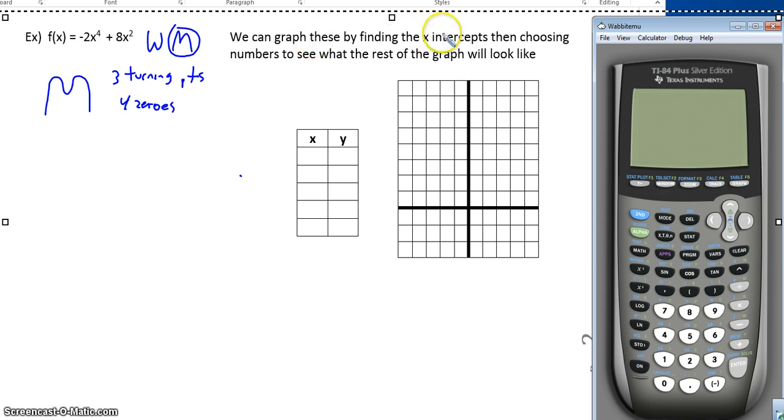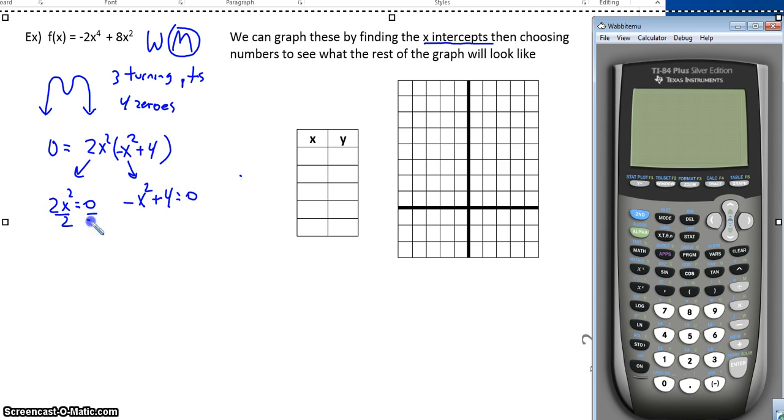So what I'm going to do first is find the x-intercepts, plot those, and then pick numbers that are in between to get the rest of my graph. Again, I know my graph should look something like this. So to find the x-intercepts, I'm going to factor this by pulling out the greatest common factor, 2x squared. Actually, it's going to give me negative x squared plus 4. Setting these equal to 0 then, 2x squared equals 0, negative x squared plus 4 equals 0.